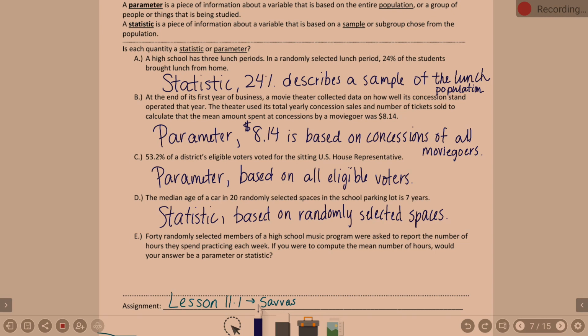40 randomly selected members of a high school music program were asked to report the number of hours they spend practicing each week. If you were to compute the mean number of hours, would your answer be a parameter or a statistic? It came from 40 randomly selected members. Did they ask the entire music program? No, they did not. So it is a statistic, based on 40 randomly selected members.